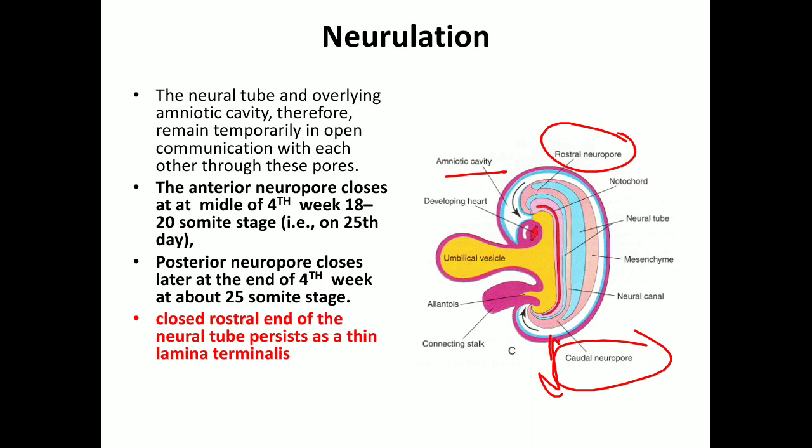Now this anterior neuropore closes at the middle of the fourth week and posterior neuropore will close at the end of fourth week. And we will say anterior neuropore closes at 18th to 20th somite stage, and posterior neuropore closes at 25 somite stage.